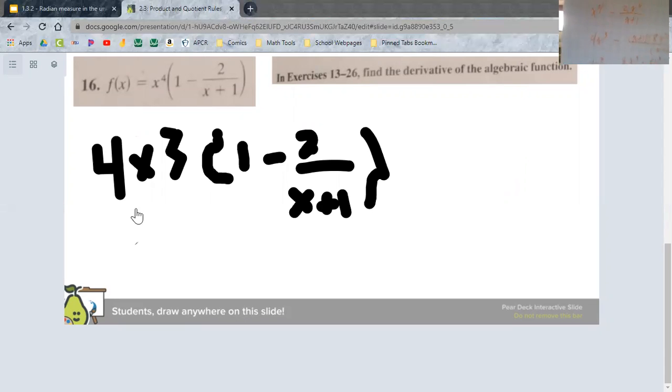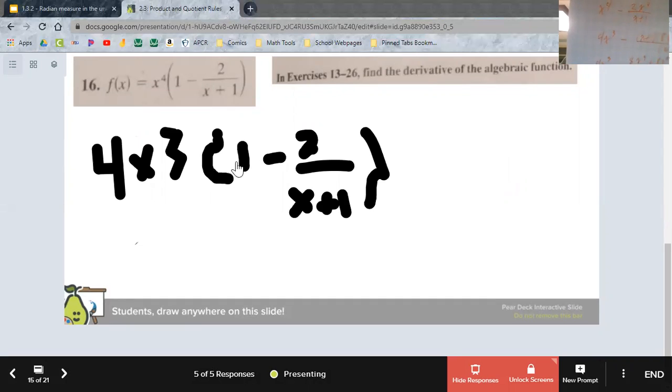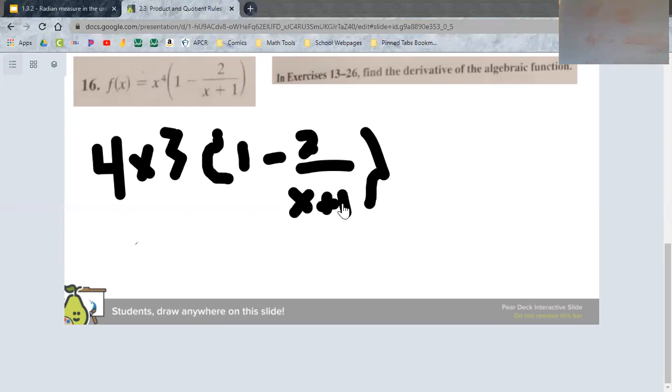So for g prime, you want to make sure that the derivative of 1 is 0. For this one, you could use the minus 2 over x plus 1. You can use quotient rule on that. Technically, you could probably just rewrite it and use power rule. You don't know why it works that way yet, but it would. I would just use quotient rule to help you out on that one.